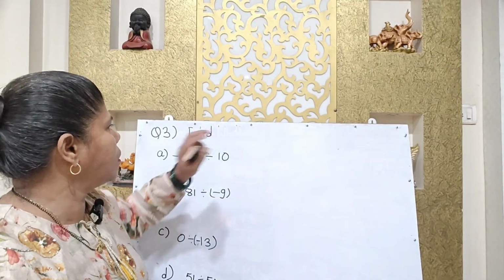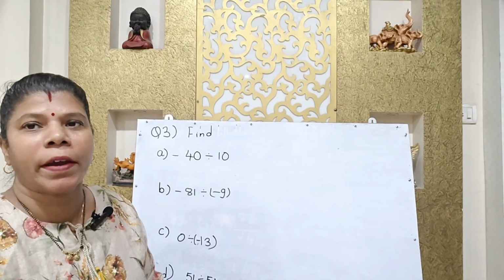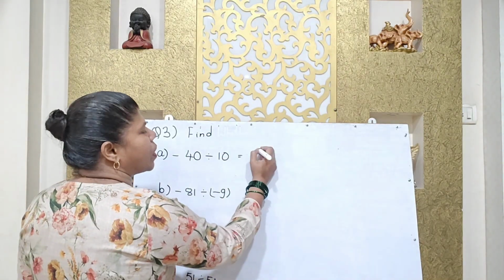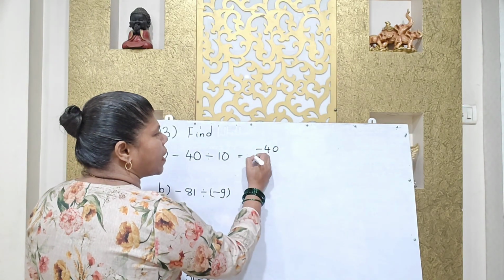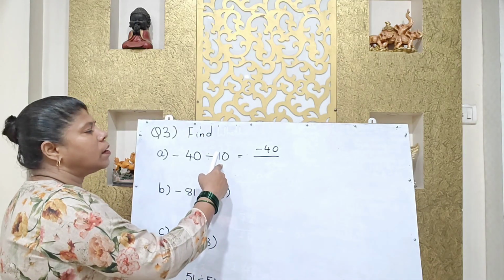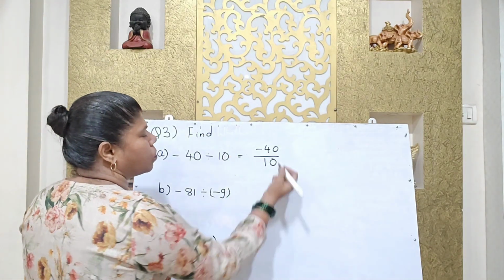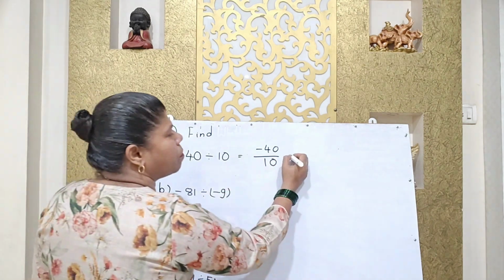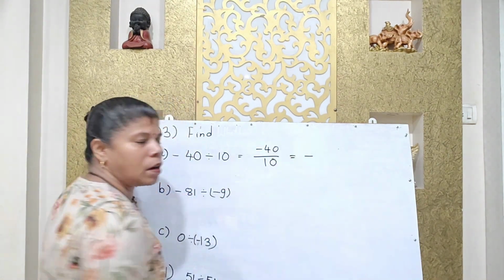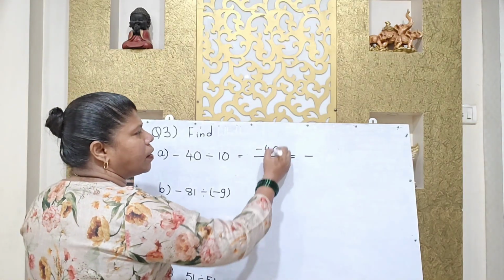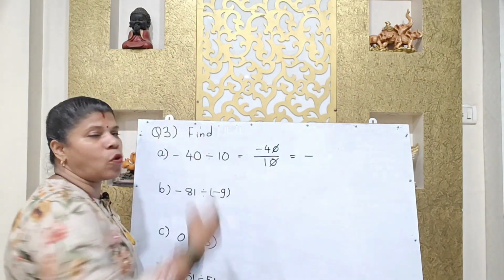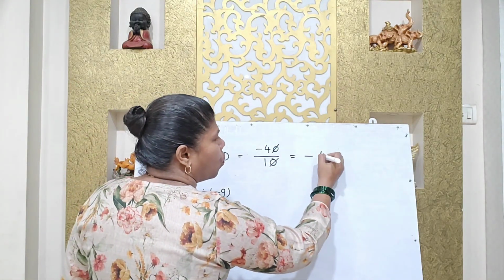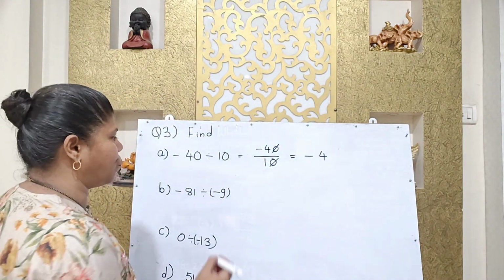Question number 3, find the answer. Now here we have to perform division and find out the answer. You know the first number is the dividend. So first we will write minus 40, and the second number is the divisor, so we will write 10 here. Dividend is negative, divisor is positive, so the answer will be negative. You can directly cut the 0 or you can write 10 4s are 40. Whatever you do, the answer will be minus 4 only. Okay, the answer is minus 4.